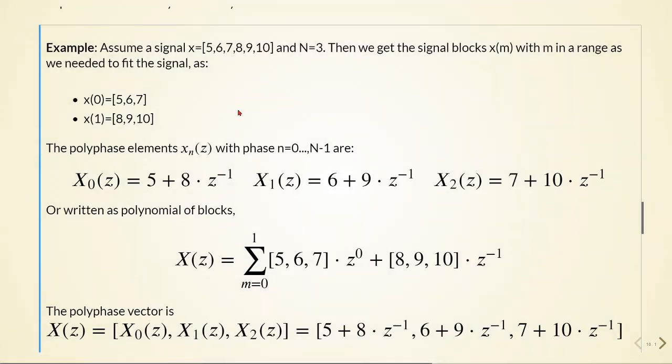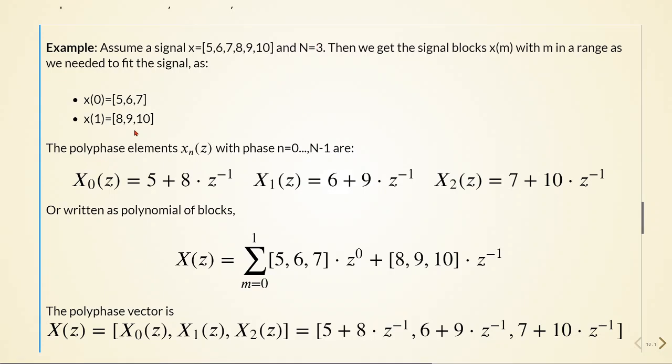Once again, let's take a look into an example so we can see this theory in practice. Let's assume that we have a signal x composed of these numbers: 5, 6, 7, 8, 9, 10, and then we will use n equals 3. So we will get signal blocks x of m, with m in a range as needed to fit the signal.